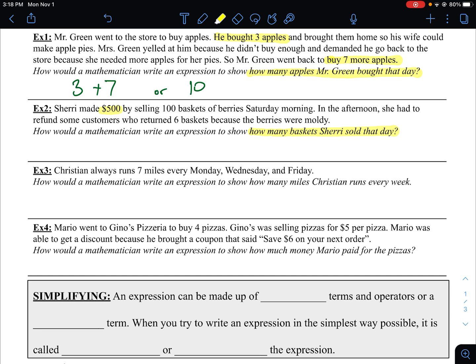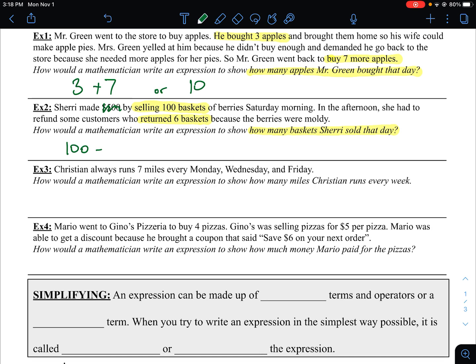So she made $500 by selling 100 baskets. Are both of those important pieces of information? No, 500 is like how much she made. Not super important to us. But she sold 100 baskets, and then 6 were returned. And so if 6 were returned, that's almost like you're losing those 6 sales. So you could say she sells 100, and then she's not adding 6 more baskets. She actually lost those sales, so it's like 100 baskets minus 6 sales. So that's how many baskets she sold that day. 100 minus those 6 that were returned. You could also write it simplified, which is like basically 94 baskets were sold that day.